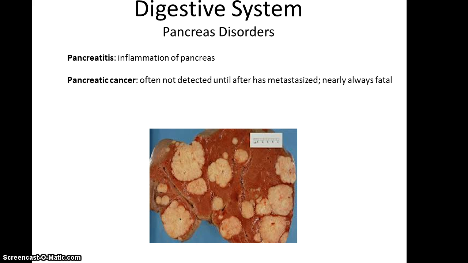Disorders of the pancreas can include pancreatitis, which is an inflammation of the pancreas. Again, itis usually means some sort of inflammation. And pancreatic cancer, which, because it is very difficult to detect, is almost always fatal.